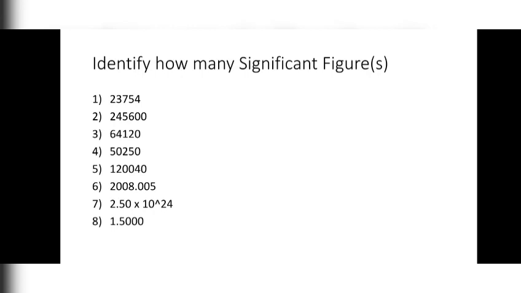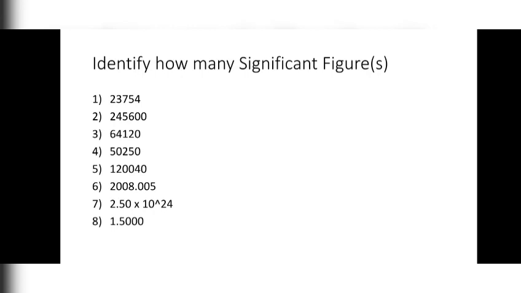Now let's try to identify how many significant figures. For number 1, we have 23,754, which has no zeros. This is guide number 1, so it's going to be 5 significant figures. Let's try number 2, 245,600. Now this is also guide number 1, which has 2 zeros at the end, so they're not going to be counted. So it has 4 significant figures.